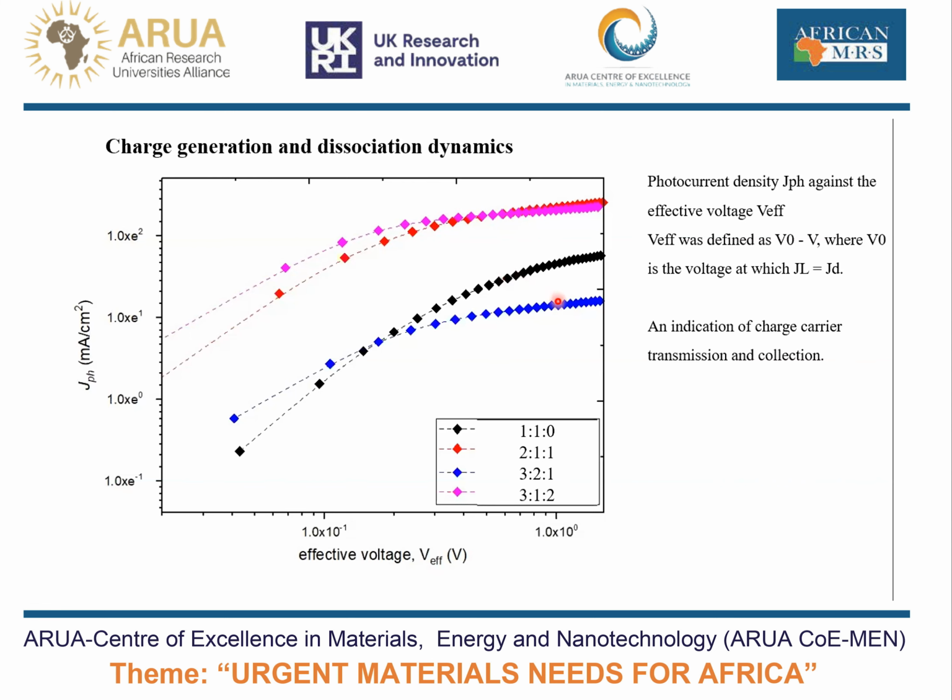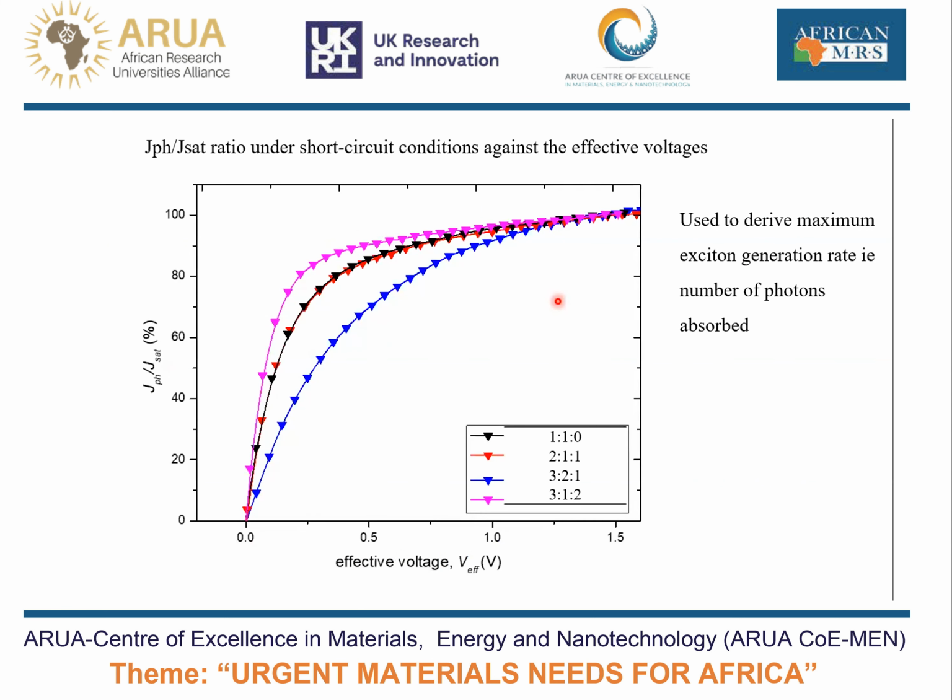Then we also have another aspect which you can use to characterize this device: once you have the saturation current, you can plot that against the effective voltage to get how easy it was to separate these charges. Of course, this will speak to the photoluminescence data that we have when we're looking at the PL quenching. And again, we conclude that the 2-to-1-1 device gives us a better charge separation capability within the device.